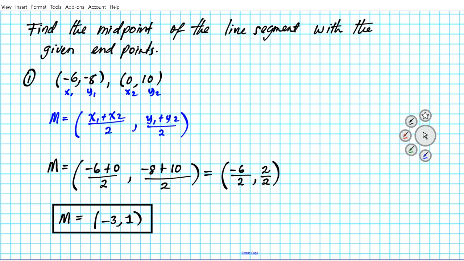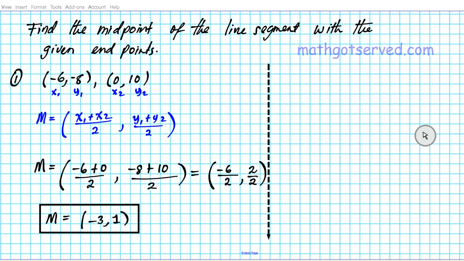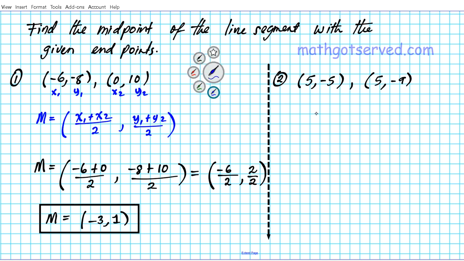All right, let's try another example, and then we'll give you an opportunity to try out some problems on your own. For question number 2, let's say we are given the endpoints of the line segment, and they are 5, negative 5, and 5, negative 9. So we're going to follow the same steps that we indicated earlier.